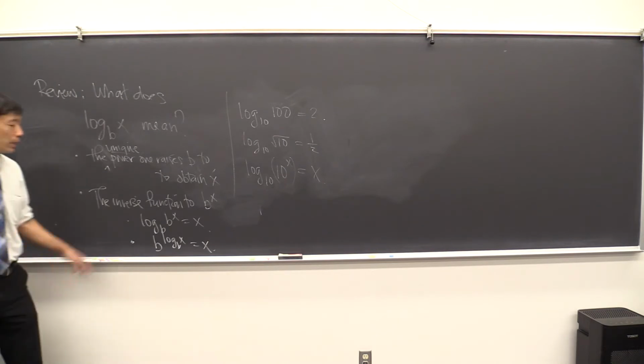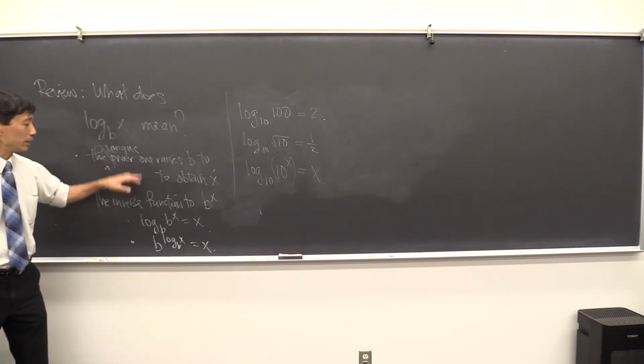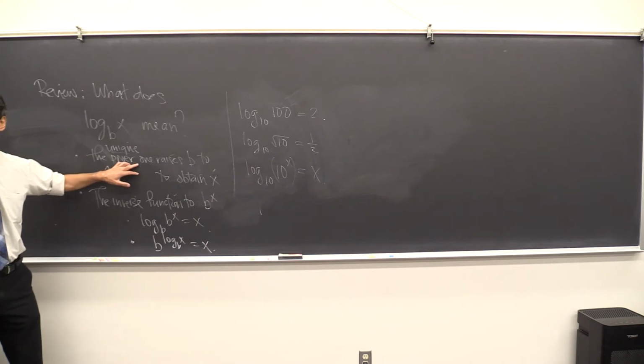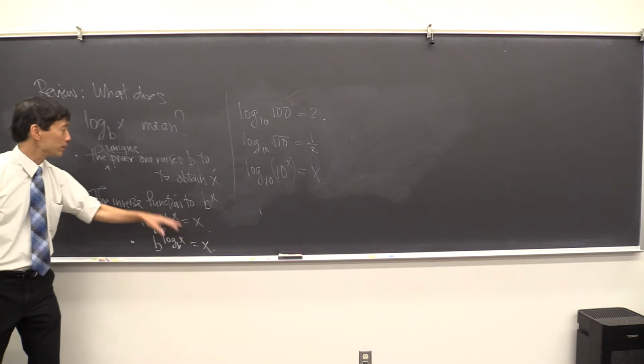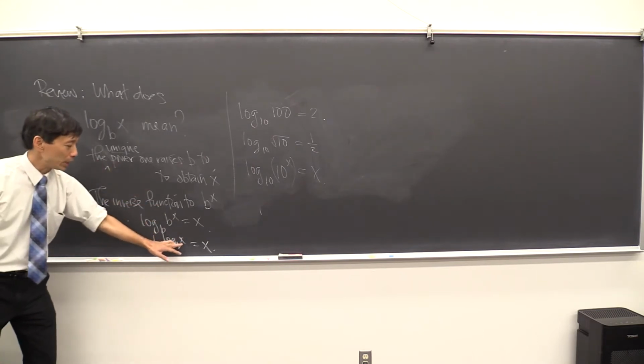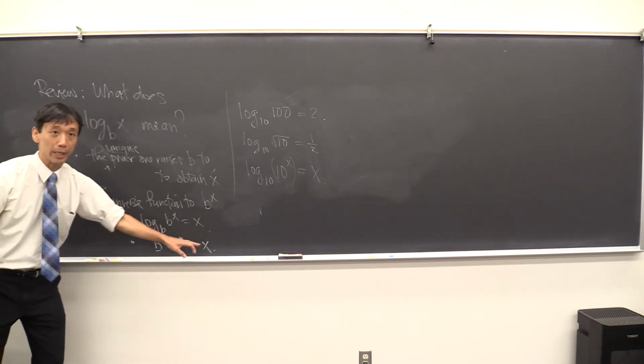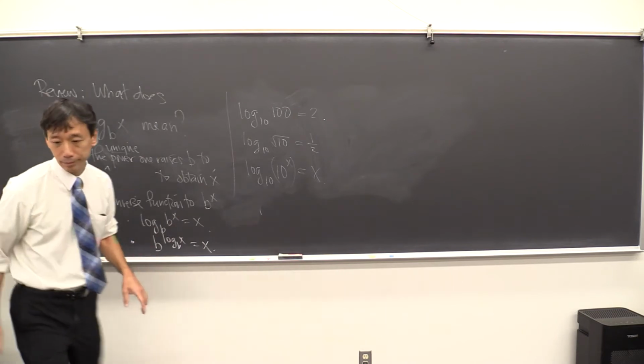And like we said last time, the second one is basically saying this: b to the log base b of x is x. This thing is the unique power that you raise b to get x. Okay.